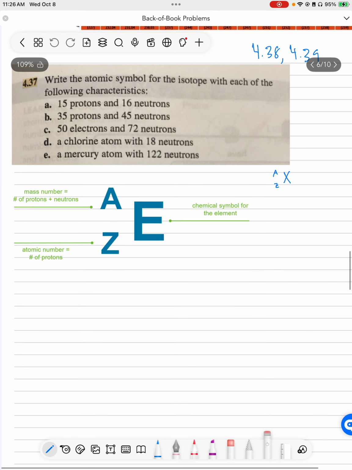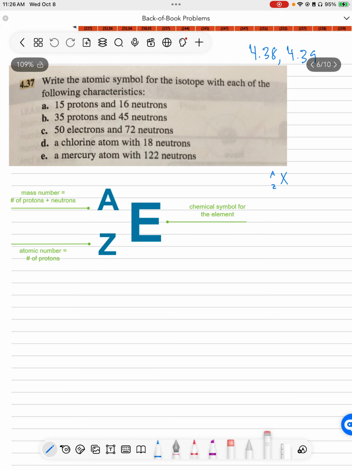So what we're going to do for this one is we're just going to look at the number of protons, which is going to tell us the name because remember this is like a name badge, and then we're going to look at the number of neutrons. We're going to add those together to find the mass, and then we will write our isotope.